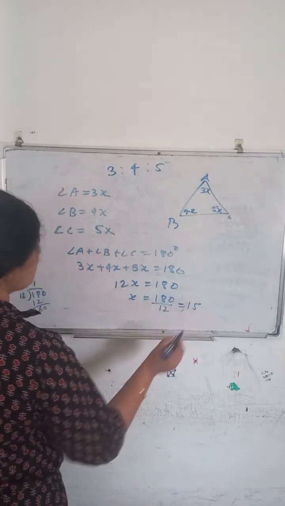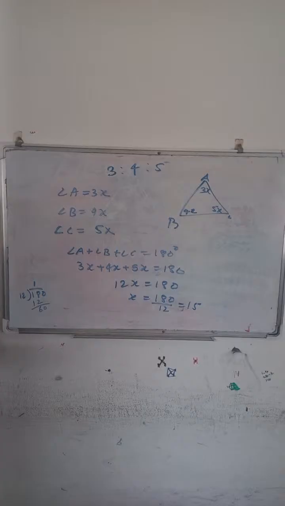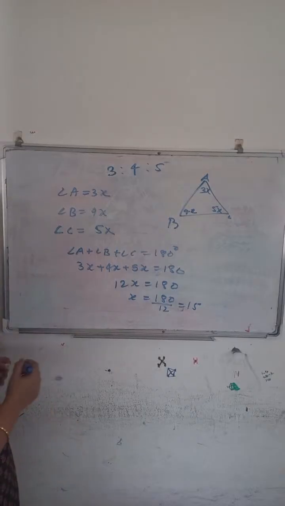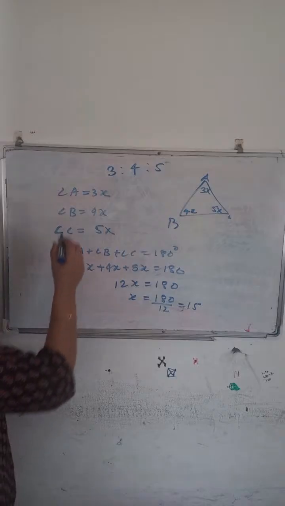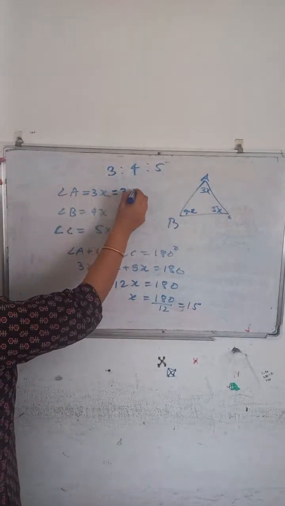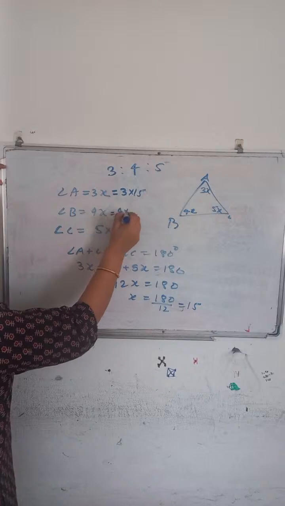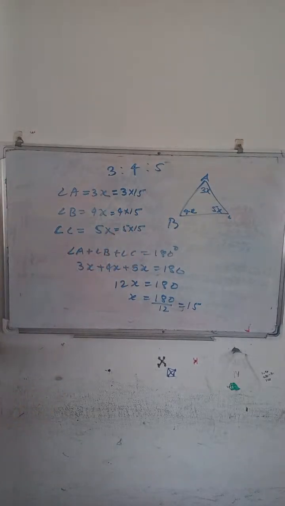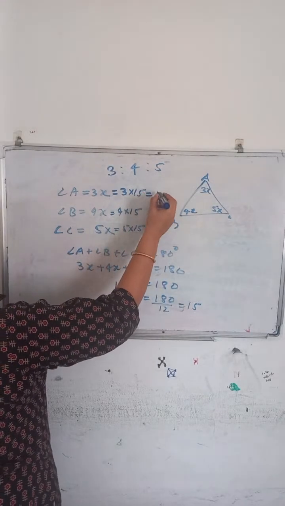X is equal to how much? We will get it as 15 here. Once you know this angle x, put the value: 3 into 15, 4 into 15 and 5 into 15. So 3 into 15, how much? 15 into 3 is 45.